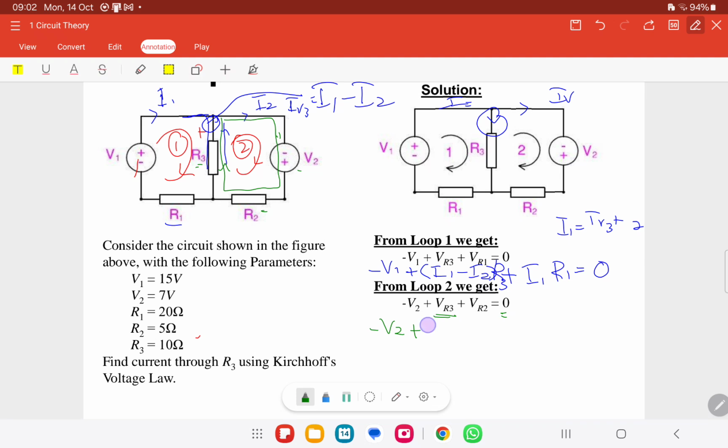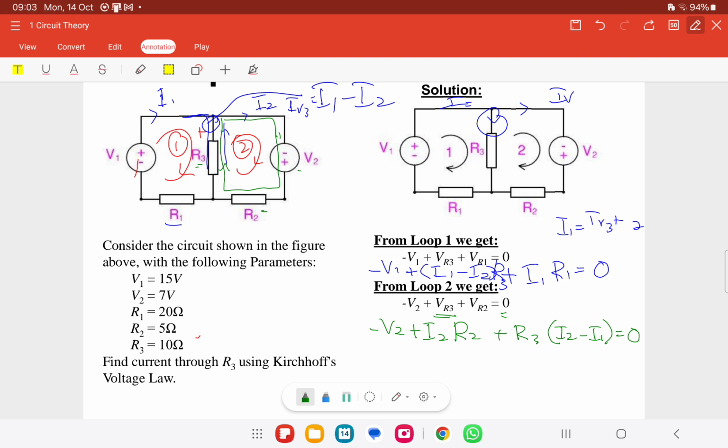I apa tu? I2. I2 R2 plus kita tulis R dululah, R3 kurungan I apa? I2 minus I1. Yes, equals to, yes. Why that one is I2 minus I1? Kenapa?